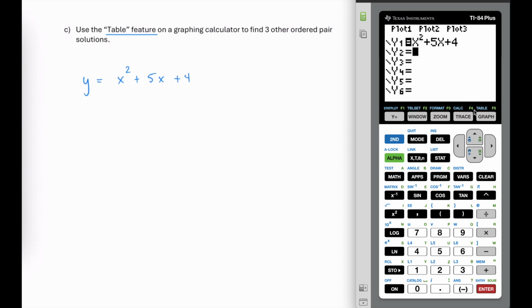Now, the table feature on the calculator is here in blue above the graph button, so in order to access that, I'm going to have to hit the second button.